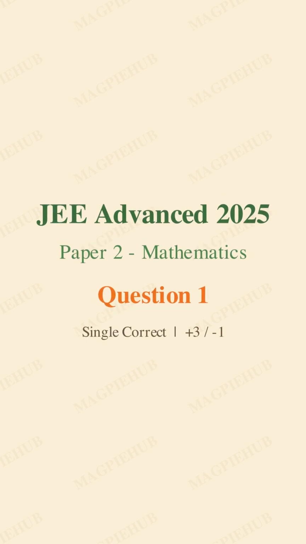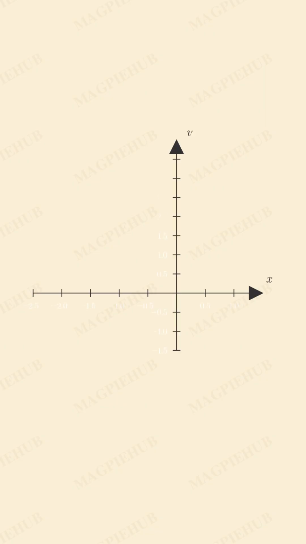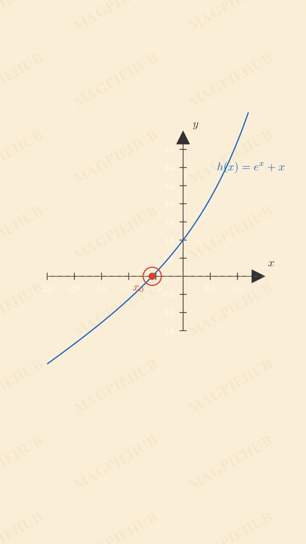JEE Advanced 2025, Paper 2, Mathematics, Question 1. Let us first visualize the function h of x equals e to the x plus x. The point x naught is where this function equals 0, meaning e to the x naught equals negative x naught. Numerically, x naught is approximately negative 0.567. Let us keep this graph as a reference while we work through the problem.